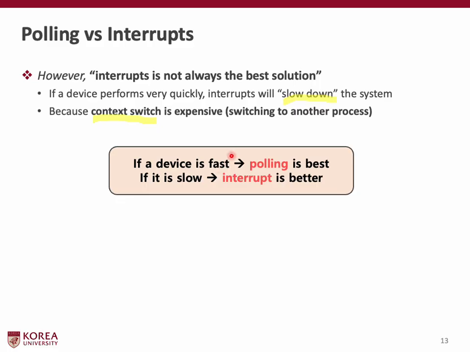So here is a rule of thumb. If the device is fast, then polling can be more efficient. But if the device is slow, then it's better to use interrupts. In practice, many operating systems follow this rule.